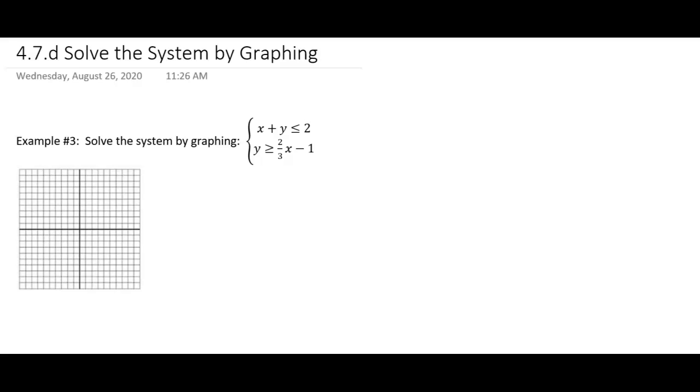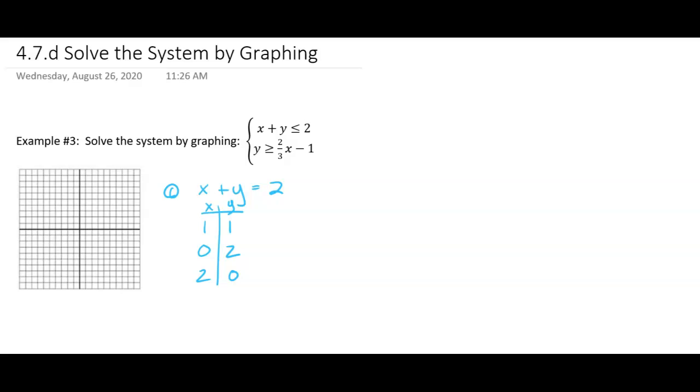Here's another example. It says solve the system by graphing, which is really the only method we have for solving these. Okay, so we're going to take the top inequality and make it an equation, x plus y equals 2. And so you can just make a table of values here, or you could put it in slope-intercept form if you want to do that. But with a table of values, 1 plus 1 is 2, 0 and 2, 2 and 0, those work. So it's kind of easy to get some ordered pairs there.